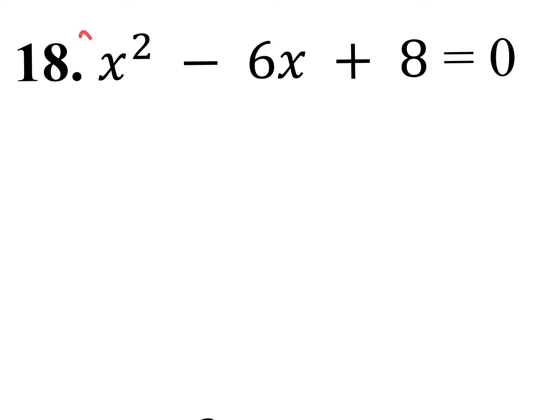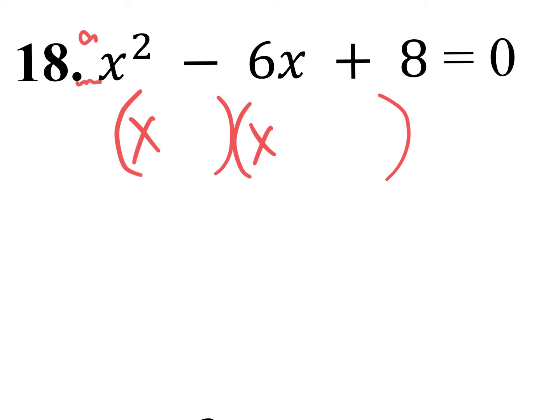I like it because the a value is 1, which means I could jump right into this. I mean, I hope I could do this because sometimes they're not factorable. But yeah, on this worksheet, I think all of them are factorable. So let's make a list of the multiples of the c value of positive 8 that combine together to give you the b value, negative 6. So let's make that list.